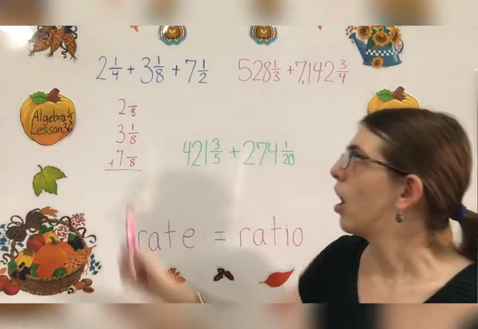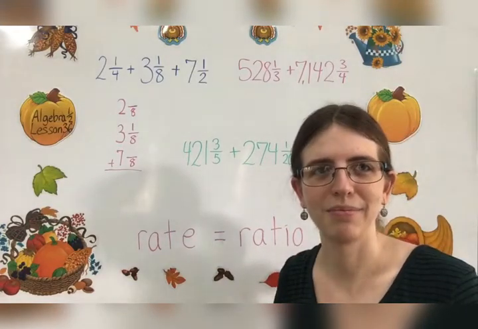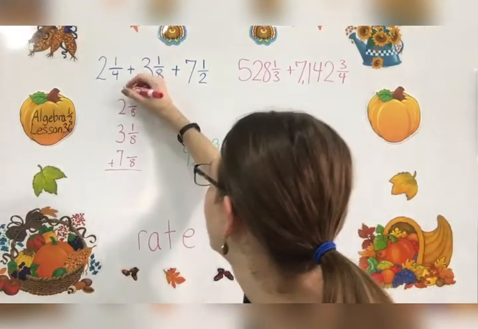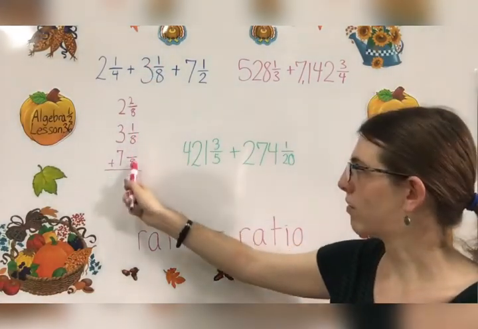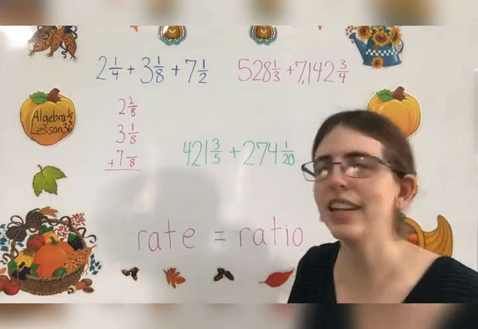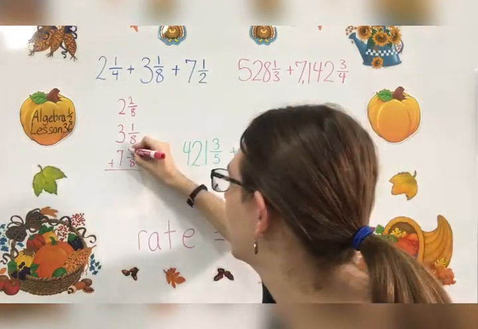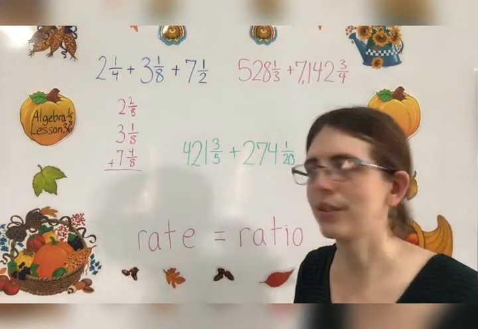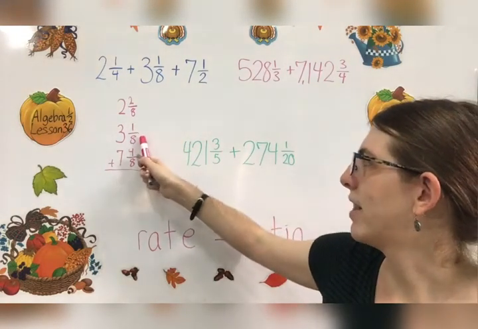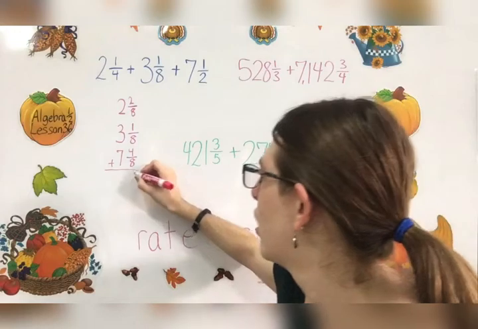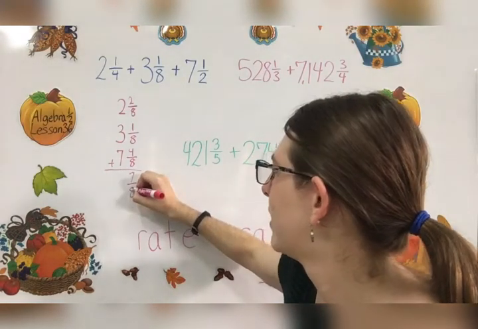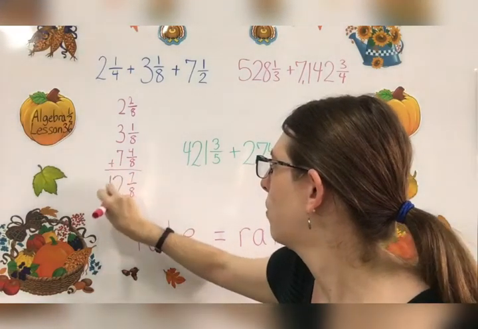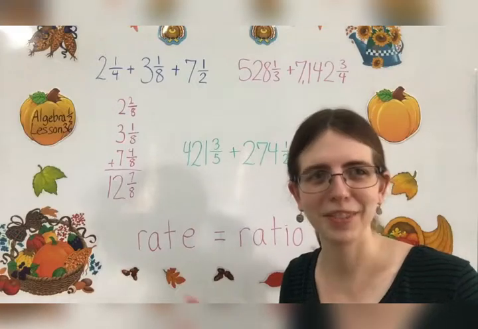Okay, well, what do I multiply 4 by to get to 8? By 2. So I multiply my numerator, 1 times 2, which is 2. So this becomes 2 and 2/8. Then down here, we multiply 2 by 4 to get 8. So we multiply our numerator by 4, and 1 times 4 is 4. And now I add my fractions, then I add my whole numbers. 2/8 plus 1/8 is 3/8. 3 plus 4 is 7. So it's 7/8. 2 plus 3 is 5, plus 7 is 12. So our answer is 12 and 7/8, just like that.